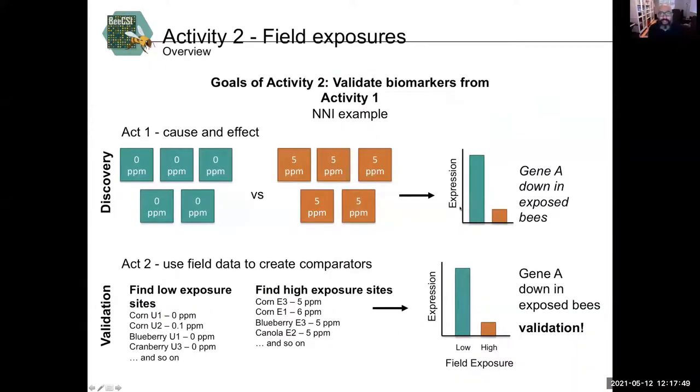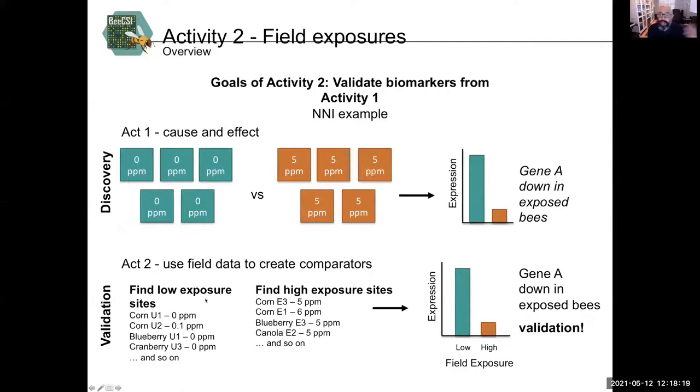The purpose of this is twofold. One is we are using this to validate the markers we discovered from activity one. So for example, in our cause and effect experiment, let's say we treated bees to 5 parts per million of a pesticide, and we found that we have a marker, gene A, that goes down in expression in exposed bees.